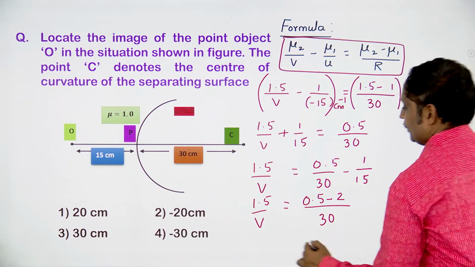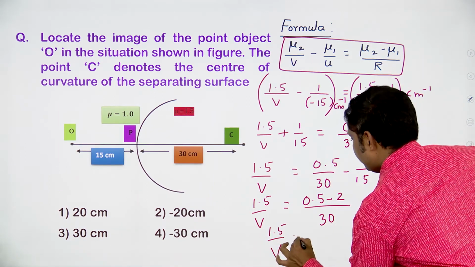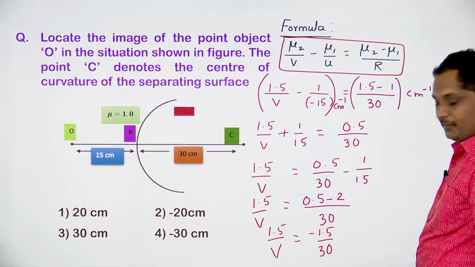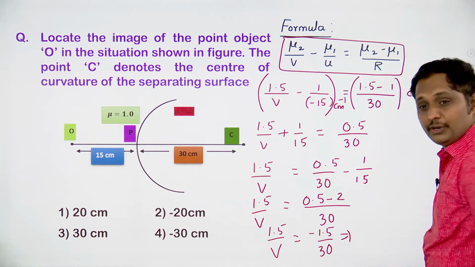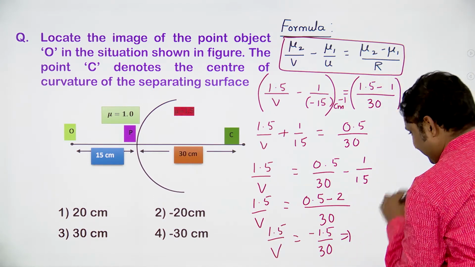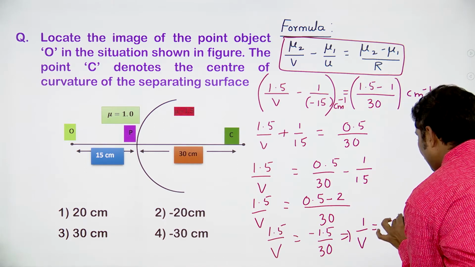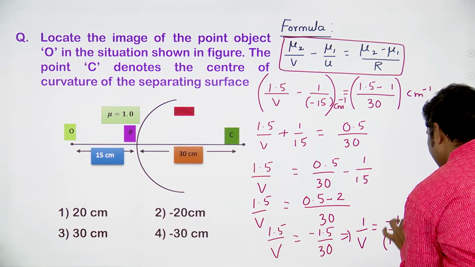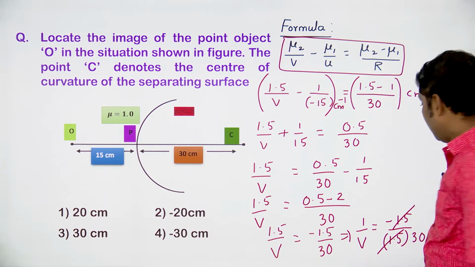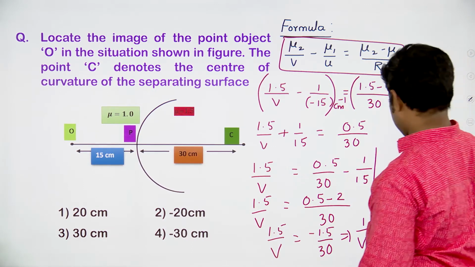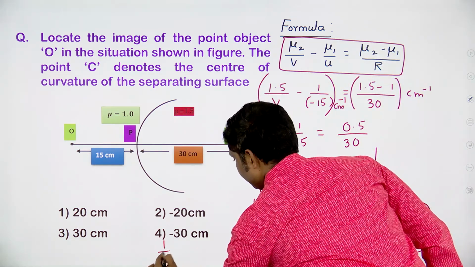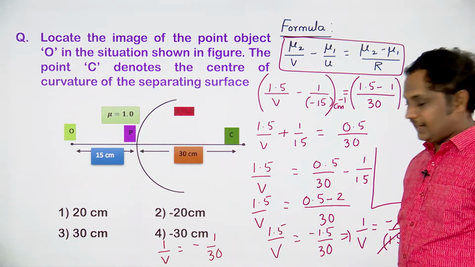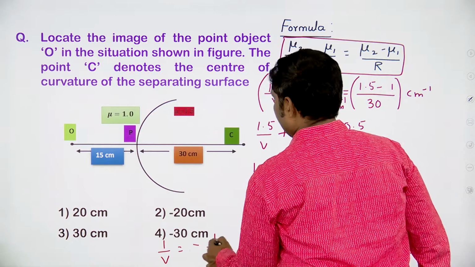So 1.5 by V is equal to minus 1.5 by 30, right, up to this extent. That implies, you can have a look, 1 by V is equal to minus 1.5 by 1.5 into 30. You can cancel the term, all right. So you are having 1 by V is equal to minus 1 by 30. All right. Finally, can you guess what is the value? It's going to be minus 30.